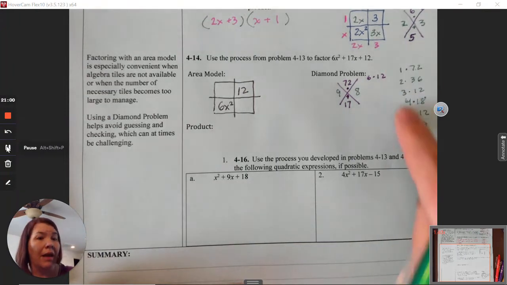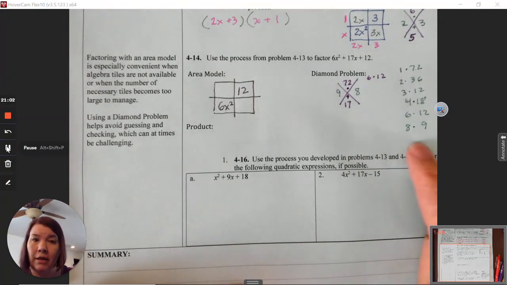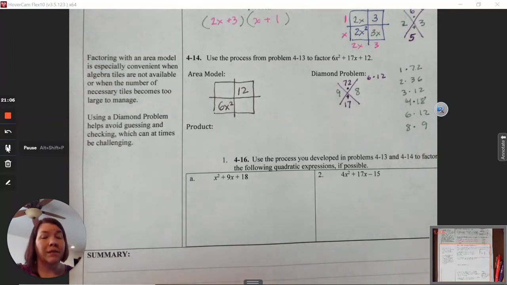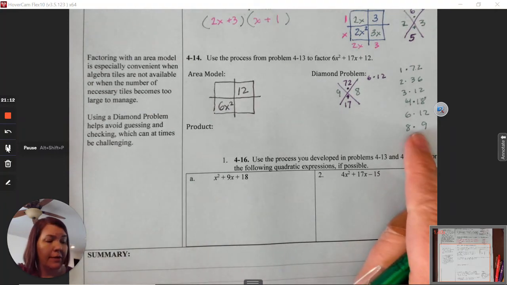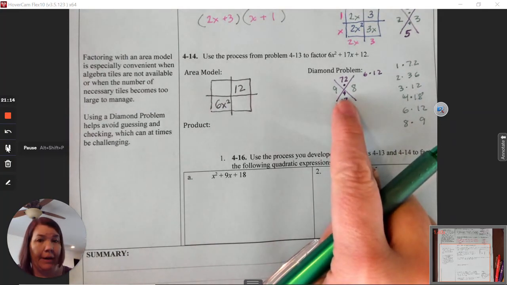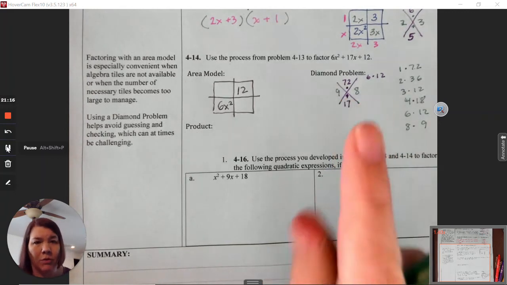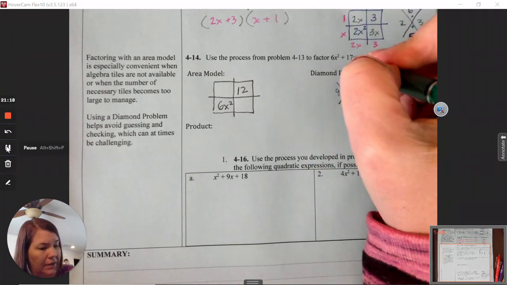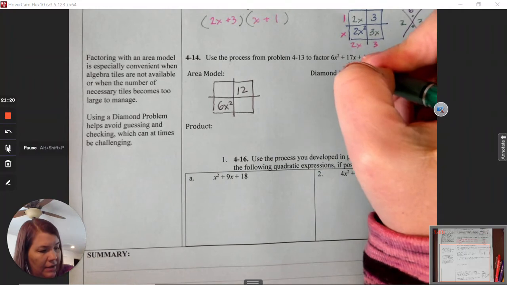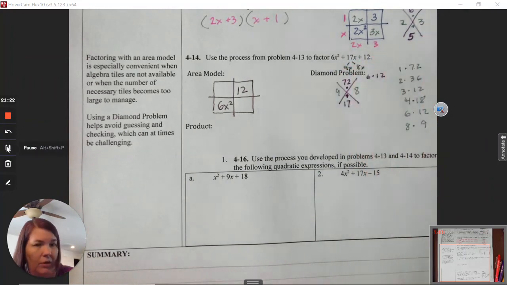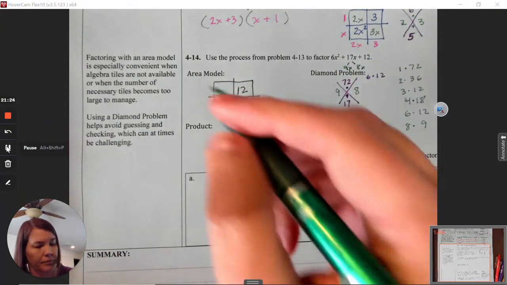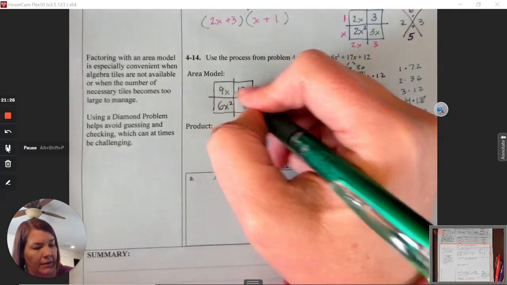But if I'm stuck, I make myself a list like this. 72 is a kind of crummy list because it's still pretty long. But it's still better than thinking about numbers that add to make 17. There's just too many. Way too many. So this helps me avoid guessing. So anyway, my numbers are 9 and 8. What do I do with these two numbers? Well, that tells me how to break apart 17x. 17x is 9x plus 8x. So I'm breaking that apart. And so 9x and 8x go here.